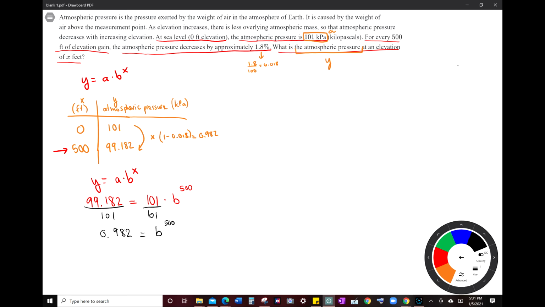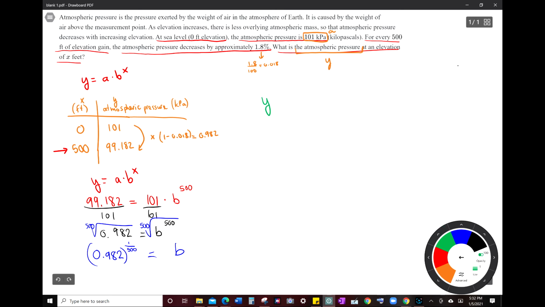Now I take the 500th root on both sides. On the right side I have b, which is the factor, and on the left side I can rewrite it with a rational exponent, which is 1 over 500. Now I can go back to the original equation and replace everything to get the complete equation.